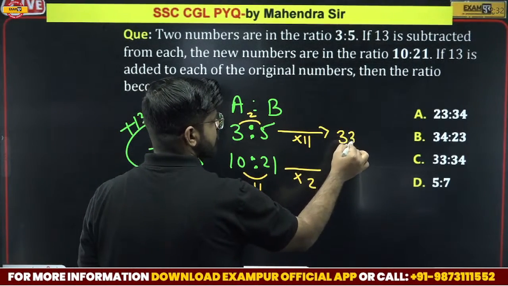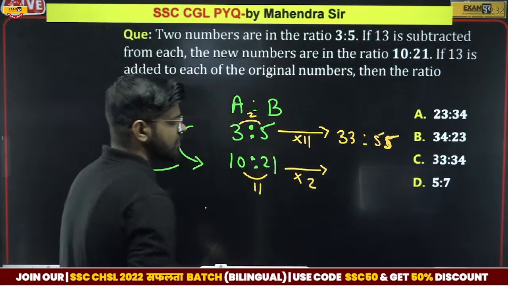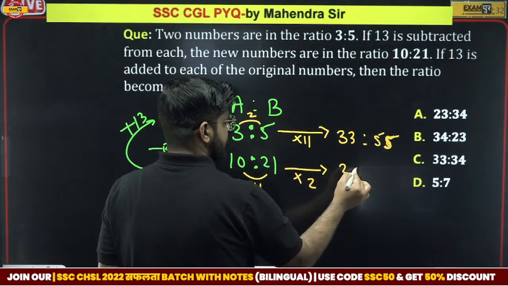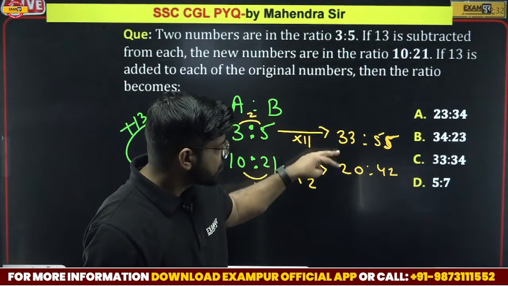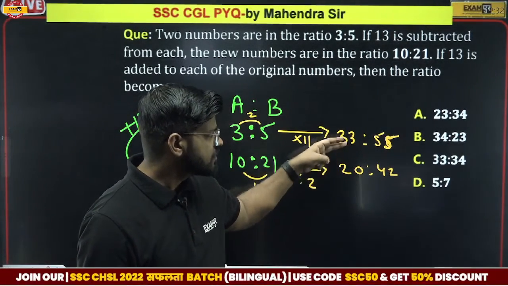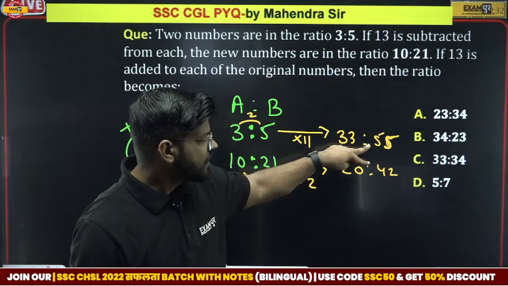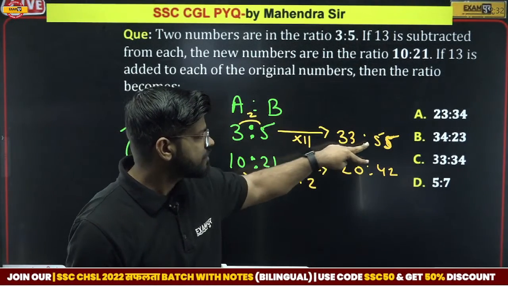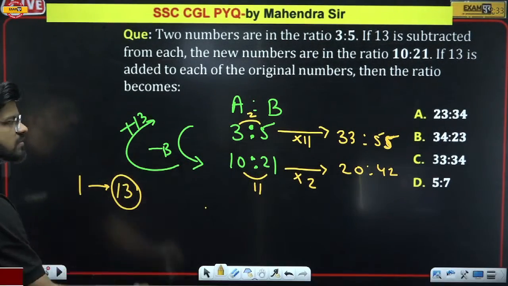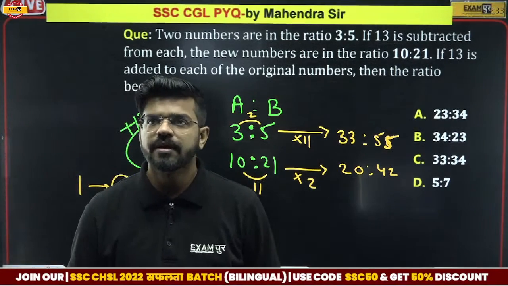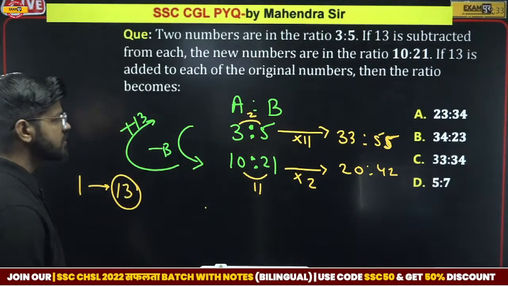So we will get 33, 55. Here we are getting 20 and 42. Now you can see that. What is this? 13 difference, right? Here it is also 13 difference. Here it is also 13 difference. That means 1 is equal to 13. Is it clear? That means 1 ratio is equal to 13.